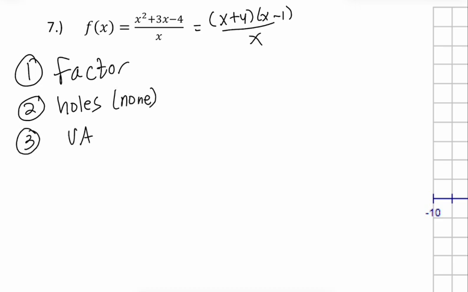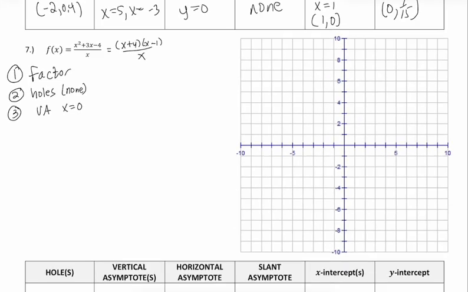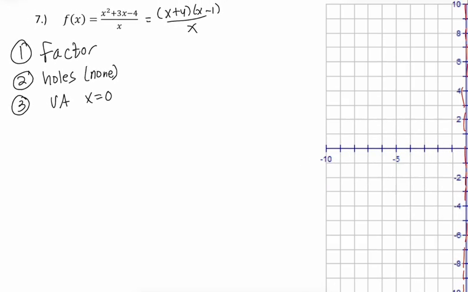Let's talk about the vertical asymptotes. The vertical asymptote occurs at 0. So let's go over to our graph paper and at 0, put on our vertical asymptote. Let's talk about the domain. The only value we have skipped is 0, so that's the only thing we need to skip.